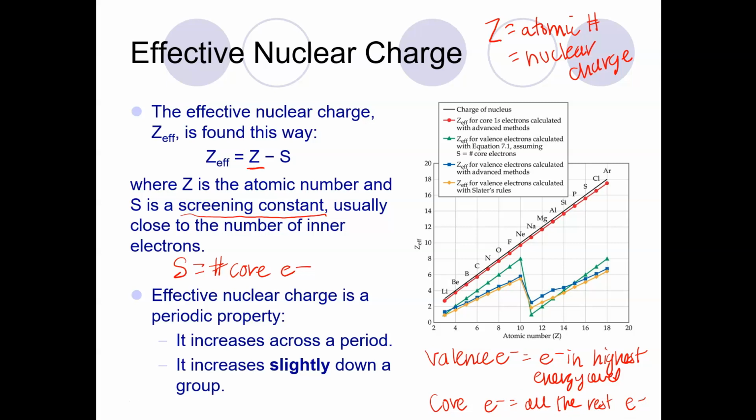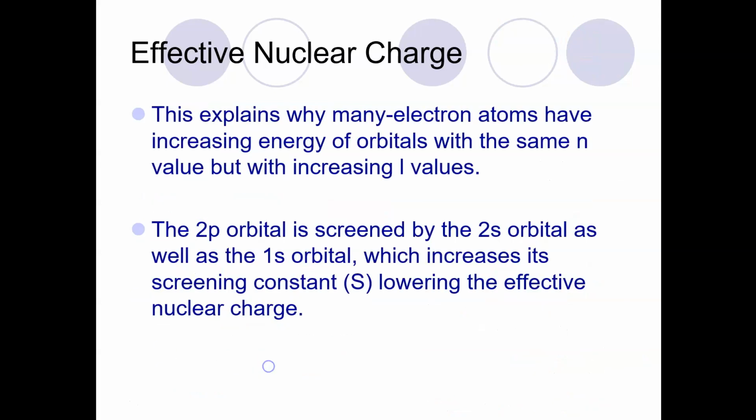Okay. So the trend for effective nuclear charge: it gets bigger as you go left to right on the periodic table, and it increases a little bit as you go down a group. As far as we're concerned, we're not going to see much of that increase going down a group because we're simplifying our screening constant. So we're going to practice this, but there is a difference between 2s and 2p, and the electrons in a 2p are going to feel something different than the electrons in a 2s. But again, we're going to go with a simplified version. So let's do an example.